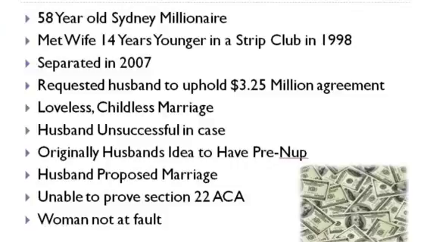The second precedent case we'll be discussing involves a prenuptial agreement where the millionaire husband took his wife to court, accusing her of unsociable conduct. A 58-year-old Sydney millionaire met his wife, who was 14 years younger than him, in a strip club in 1998. They lived together until 2005 when they eventually married. When they separated in 2007, the wife requested that her husband uphold a prenuptial agreement worth $3.25 million. Since separation in 2007, she has been living with a truck driver de facto on a wage of $411 a week, with no qualifications, having left school before grade 10.